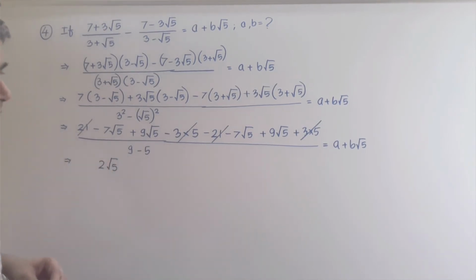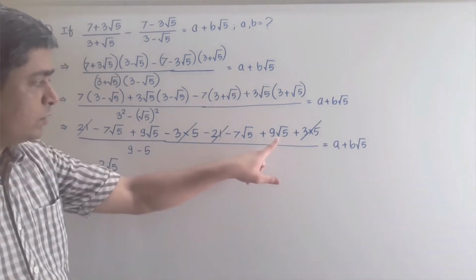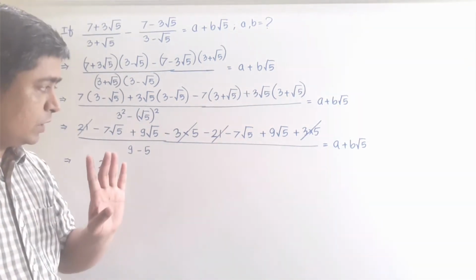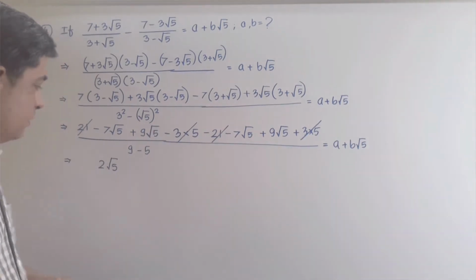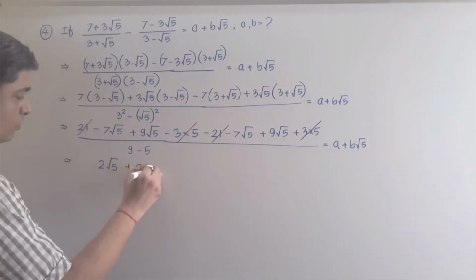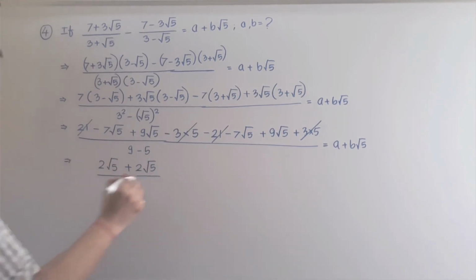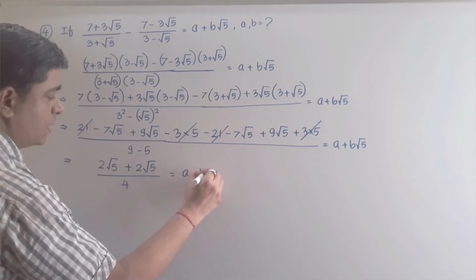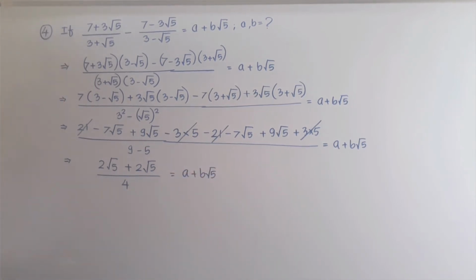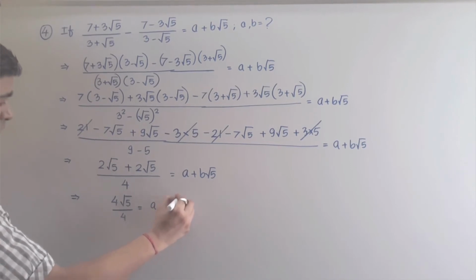Exactly the same thing is happening here also. From 9 root of 5 I can subtract 7 root of 5. So 9 minus 7 will become plus 2 under root of 5, and 9 minus 5 will be equal to 4, right? This is equal to a plus b under root of 5. Now again you observe both the terms are like terms, because here also root of 5 is coming and here also root of 5 is coming. So this 2 and 2 we can add, that will become 4 under root of 5 upon 4, equal to a plus b under root of 5.